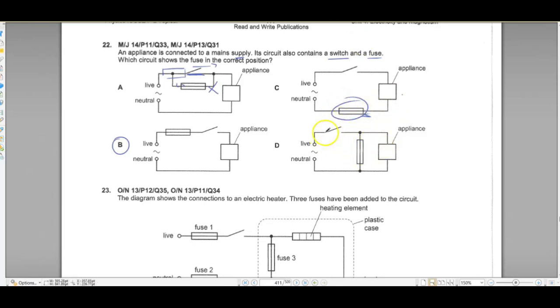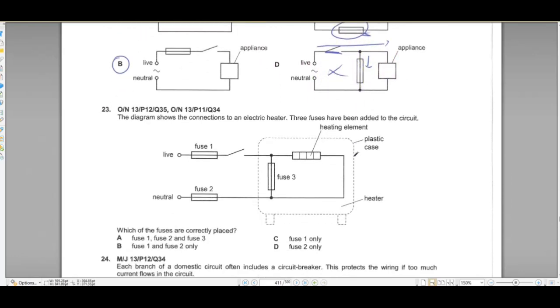And again over here it is connected with a switch and is connected in parallel. So if the switch is closed, the current is always going to go straight and is not going to pass through the fuse, because it is always going to find a path that doesn't show any resistance to it. So D is not the correct option. Again, B is the correct option.